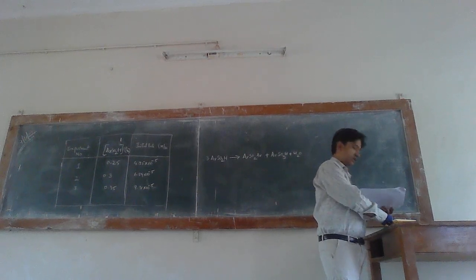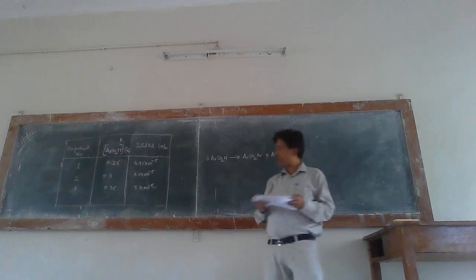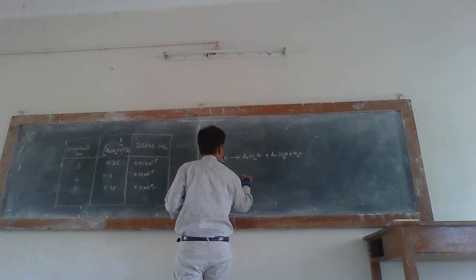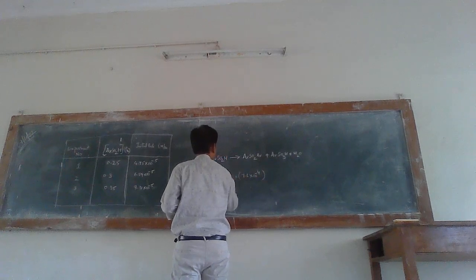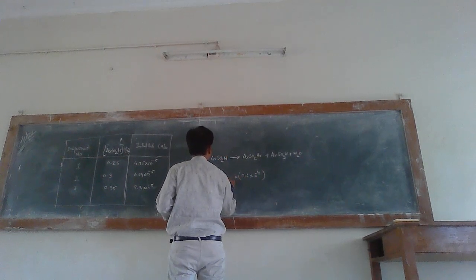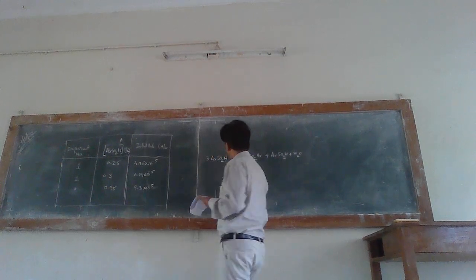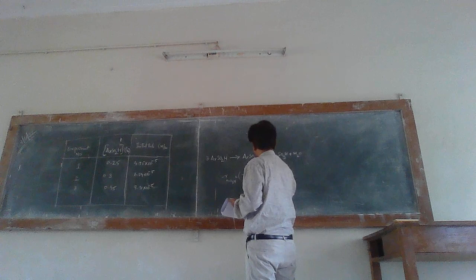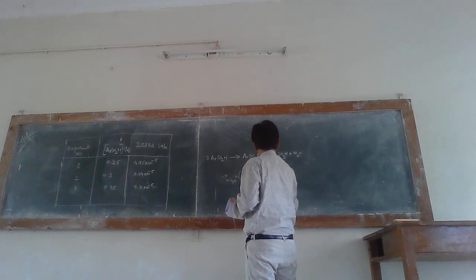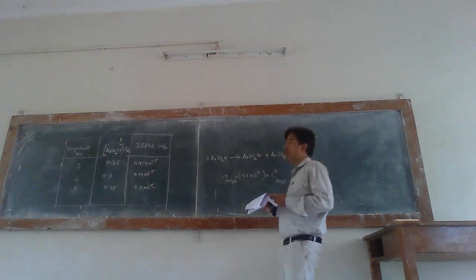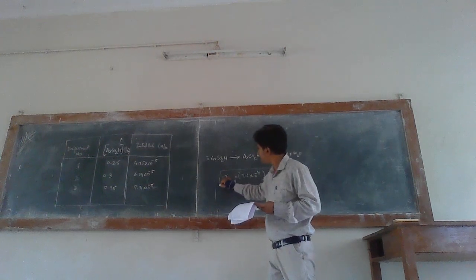Minus 4. 7.6 into 10 power minus 4. That will be the k value. The rate expression for this component, minus r of ArX4H, is equal to k into the concentration of ArX4H to the power 2. So this is the final rate expression.